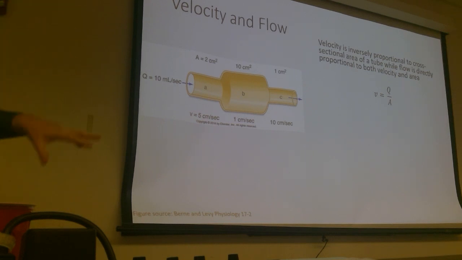So if we look at the whole system of capillaries, we have relatively lower velocity because there are so many of them. Even though they're tiny vessels with a tiny radius, there's just so many of them. There's such a large surface area. They have a very low velocity. Does that make sense?